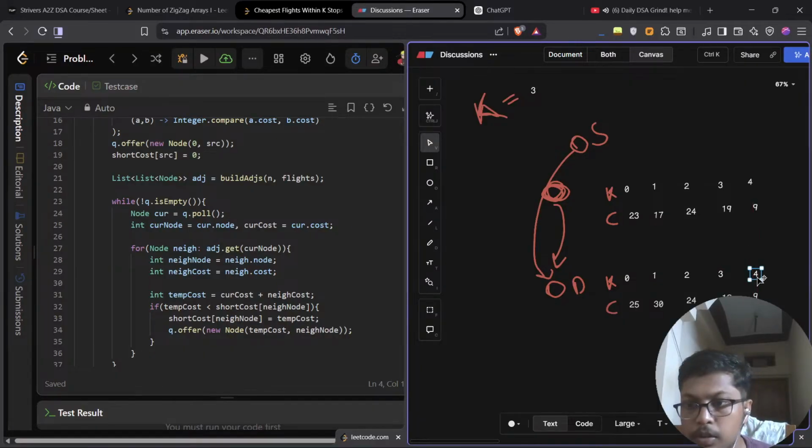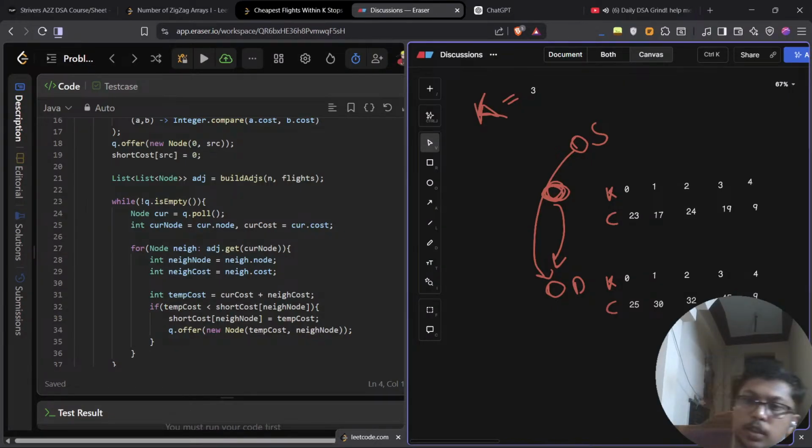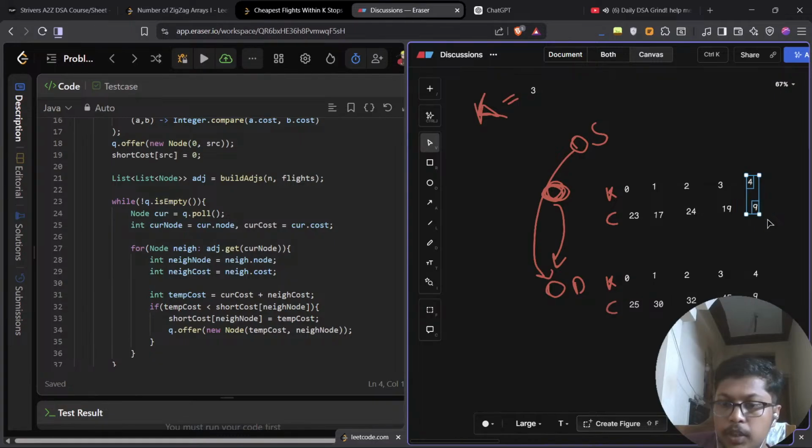The main point is that at this point you have seen that the cost is somewhere 23, 17, and this is the smallest, right? Although, of course, this one would be rejected if I simply put the condition.